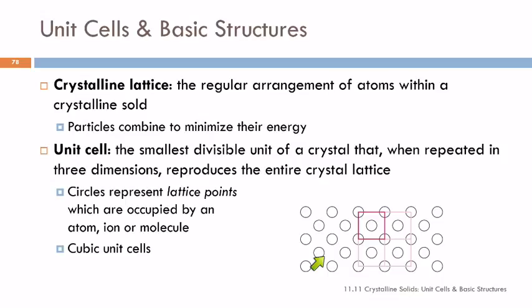Here we're representing lattice points with the circles. Those are going to be the atom, the ion, the molecule, whichever it has. And then they're connected just by electrostatic attraction or intermolecular forces in between. And usually we'll talk about a cubic unit cell, but there's also hexagonal cells as well.